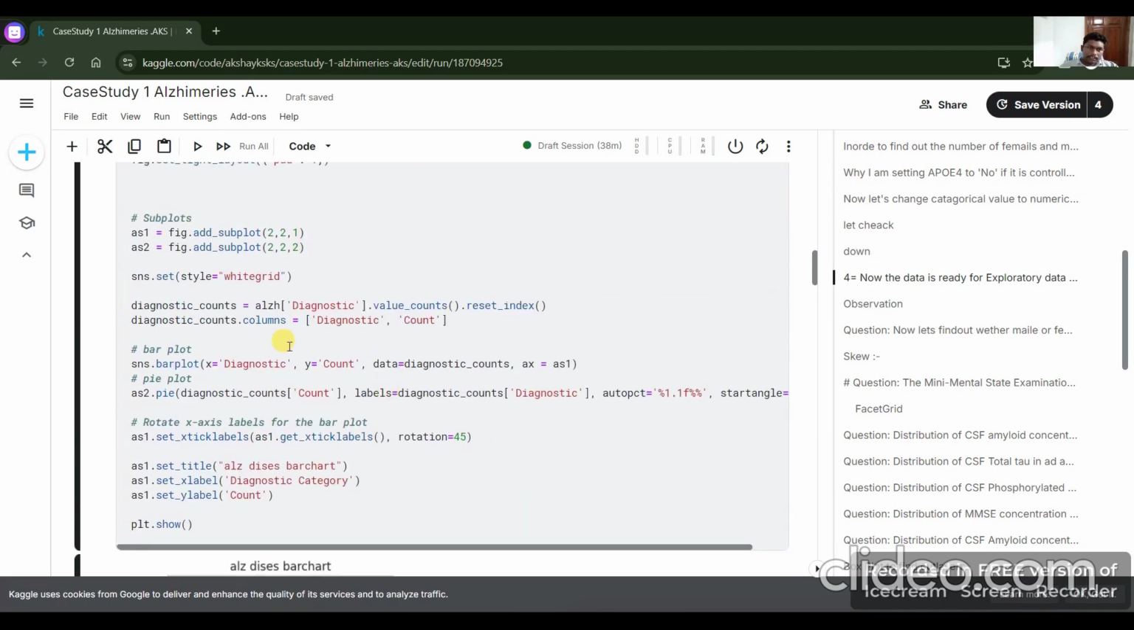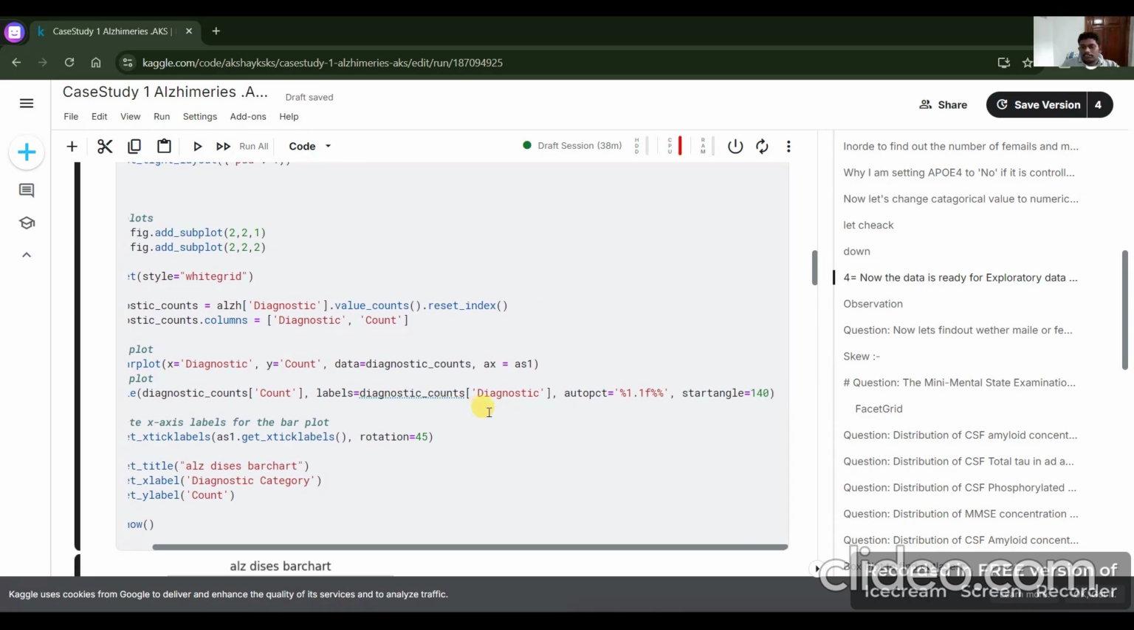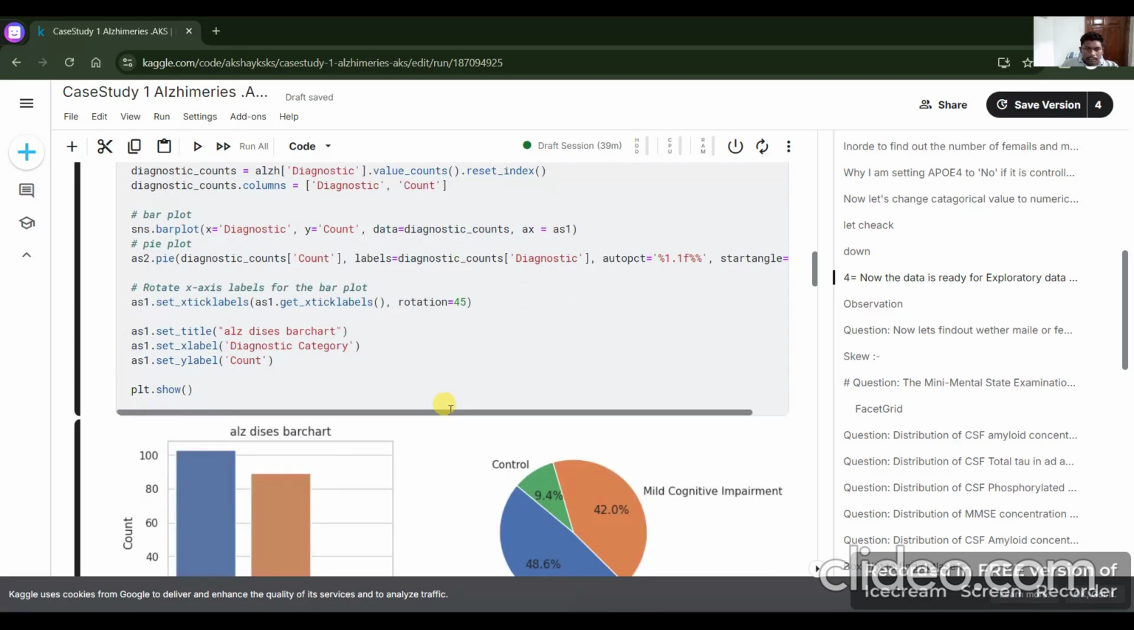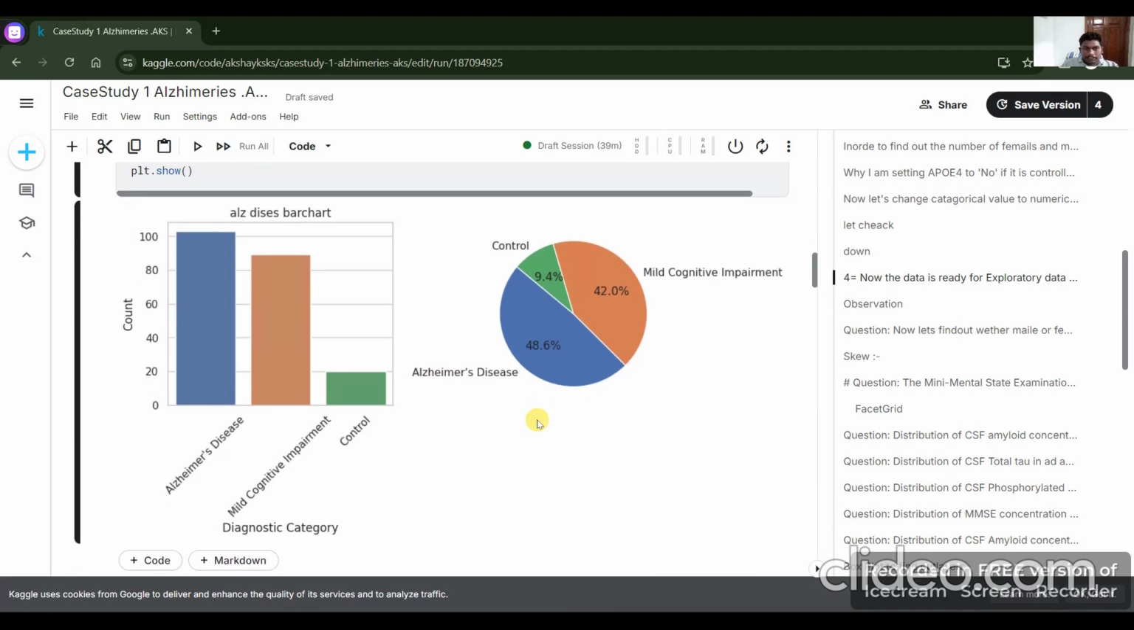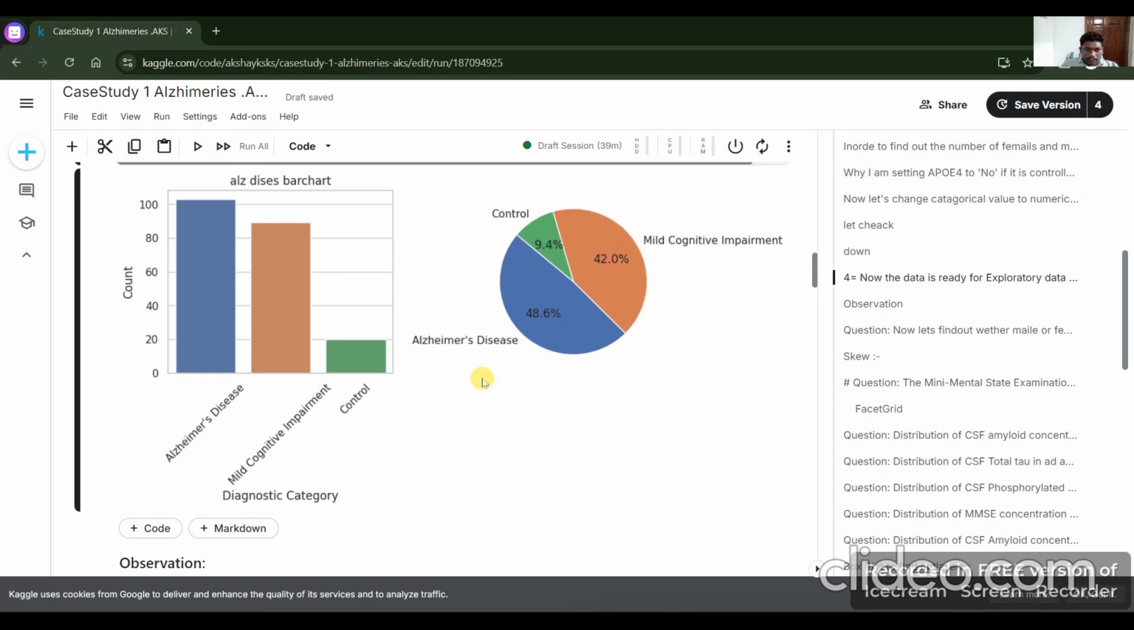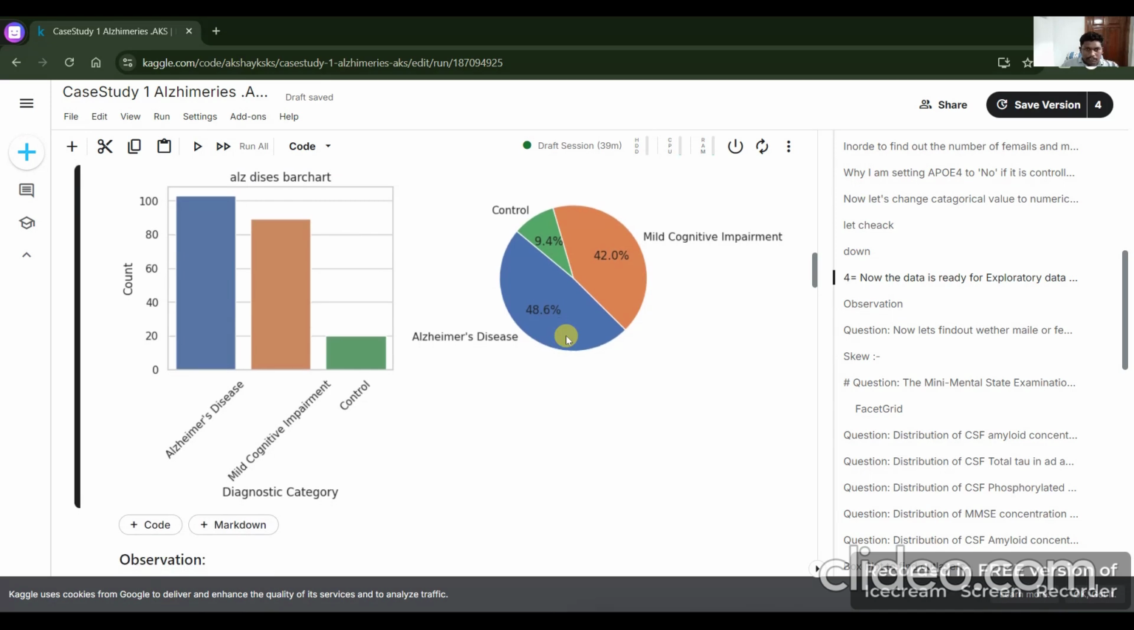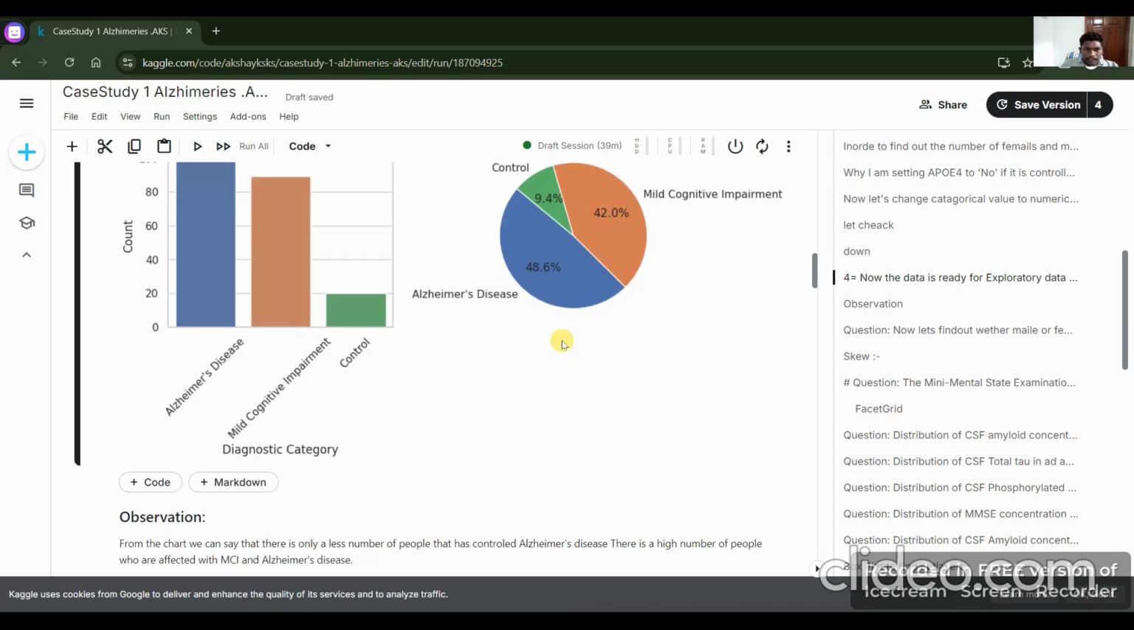Here we can see the pie: pie of diagnostics count, labels diagnostics count, diagnostics percentage. This is the pie plot, the chart method. MCI 42.0 percent, control 9.4 percent, Alzheimer's disease 48.6 percent. This is the pie diagram.